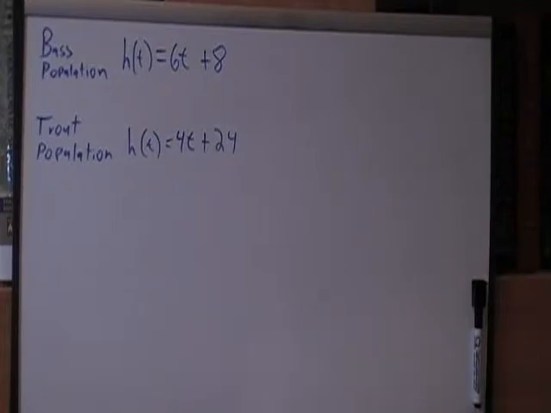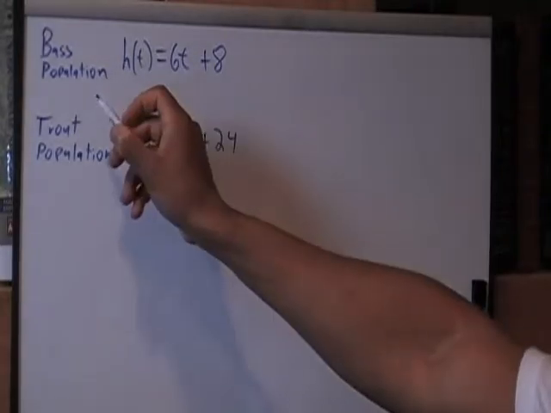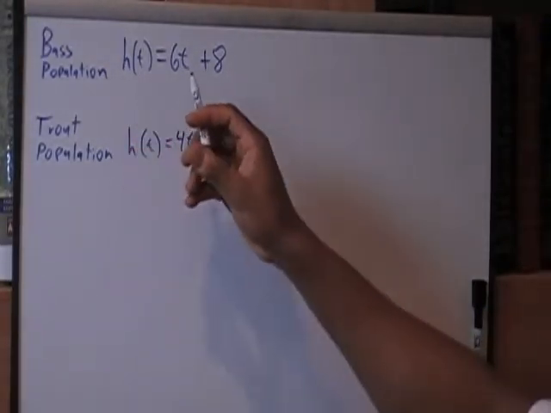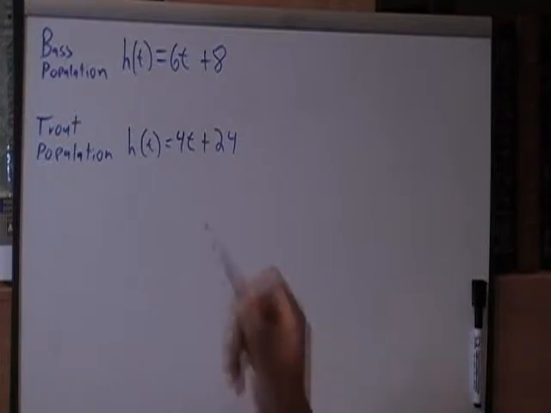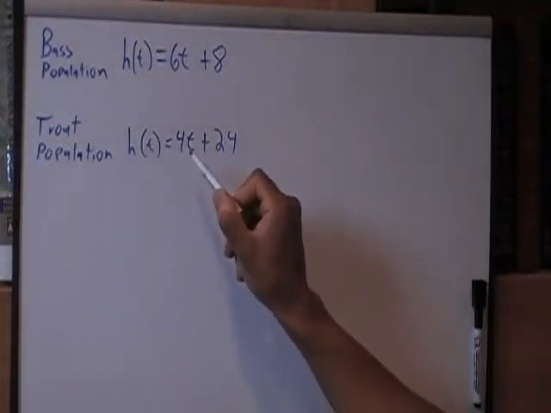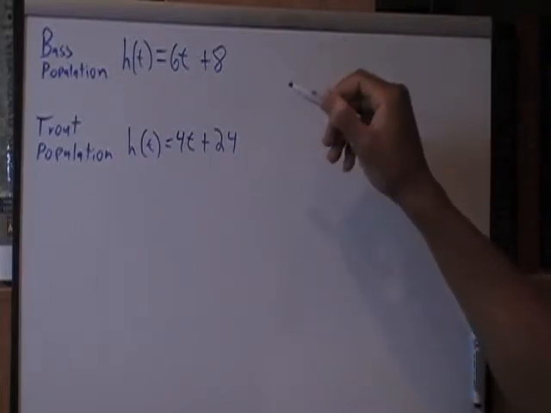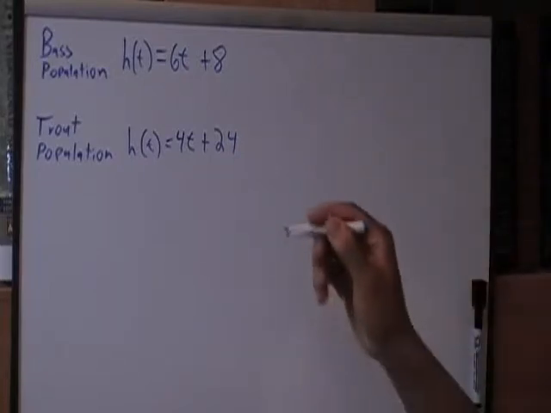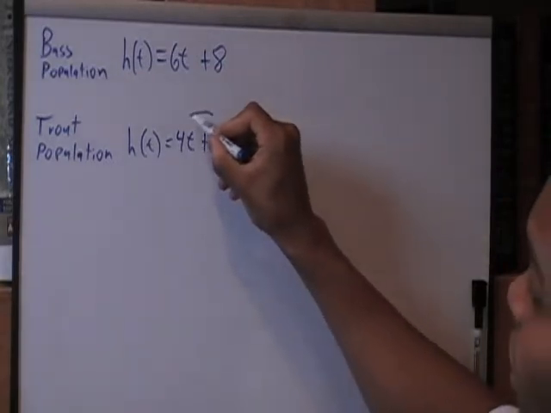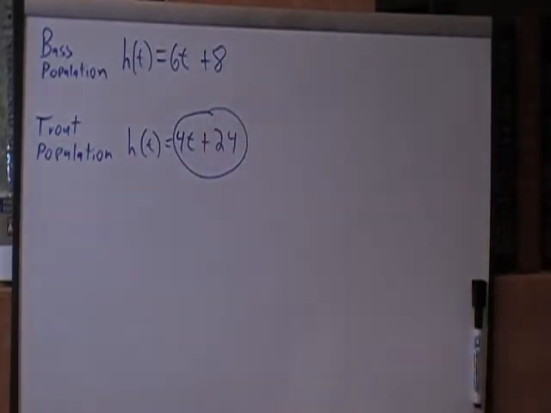So if you see here, we have the bass population is given by h of t equals 6t plus 8, and the trout population was given by h of t equals 4t plus 24, where h of t represented the population and t represented time in years. What's nice about this system, it's really set up for you. You see h of t equals 4t plus 24.